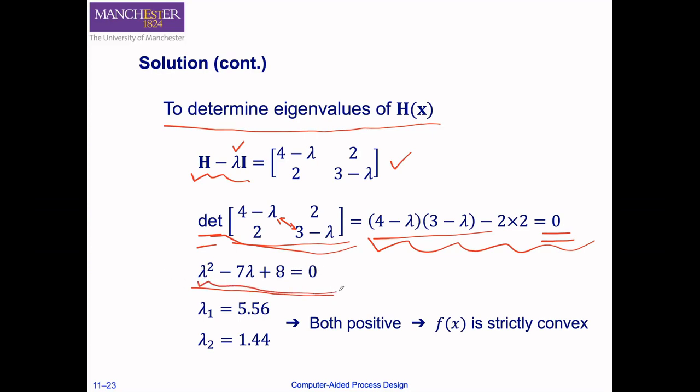Solving this equation, we can get the values of the eigenvalues lambda 1 and lambda 2. Lambda 1 is equal to 5.56. Lambda 2 is equal to 1.44. Both are positive. Then we can confirm this Hessian matrix is positive definite. Then the function f(x) is strictly convex.